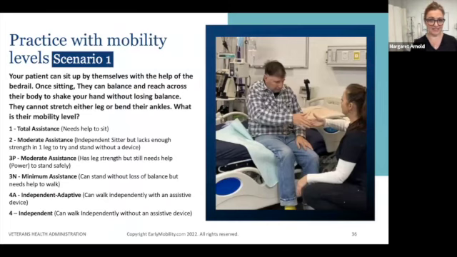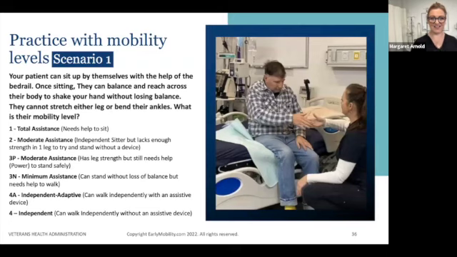Total assistance, needs help to sit, level 1. Level 2, moderate assistance, independent sitter, but lacks enough strength in one leg to try and stand without a device. Level 3P, moderate assistance, has leg strength, but still needs help from power to stand safely. Level 3N, minimal assistance, can stand without loss of balance, but needs help to walk. 4A, independent adaptive, or level 4, independent walker.